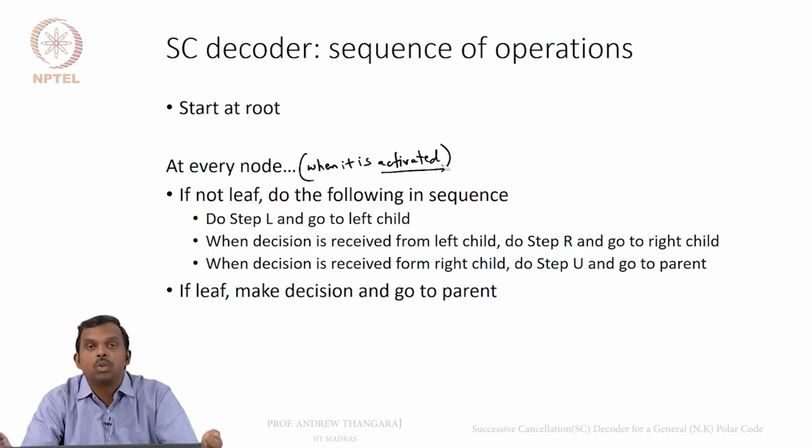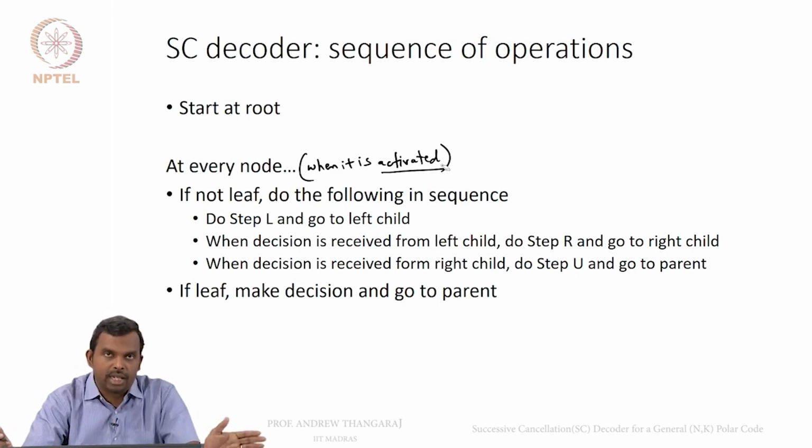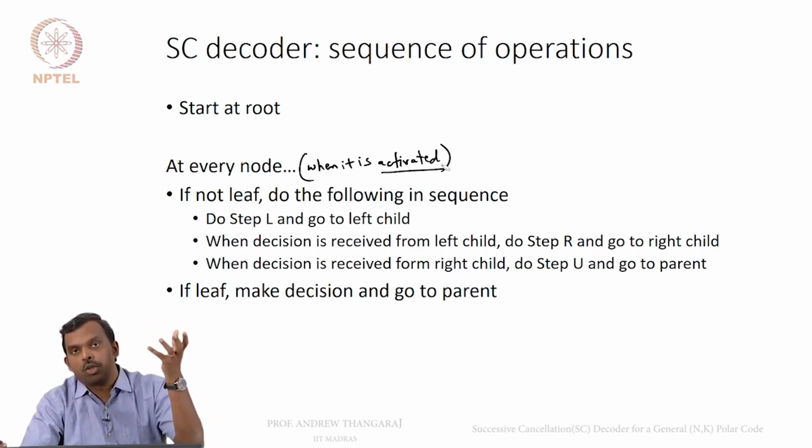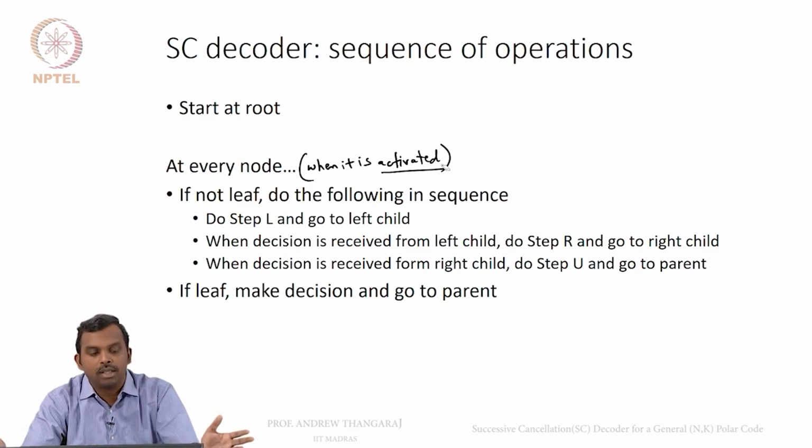When it does, it will do step R and it will go to the right child, and the control will be given to the right child. So after that it can relax. There's nothing much to do. After that it can wait for the right child to get back its decision. Once the decisions come back from the right child, it does the step U and it goes to the parent. It hands over control to the parent and it's done. So it's a very, very simple operation for the node. It's very well defined and clear.